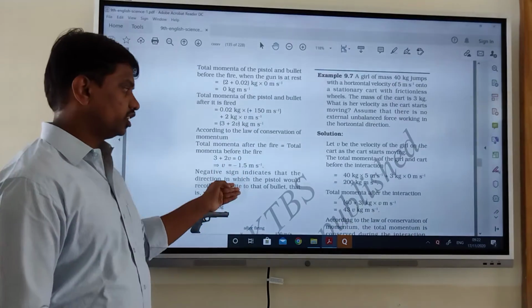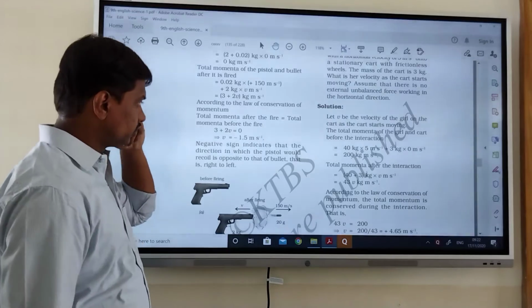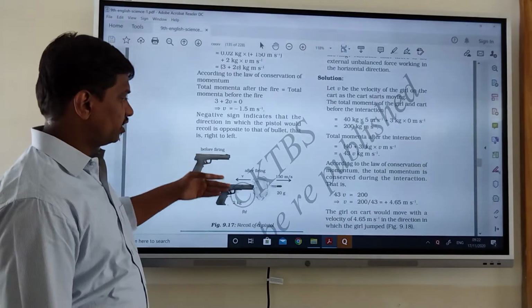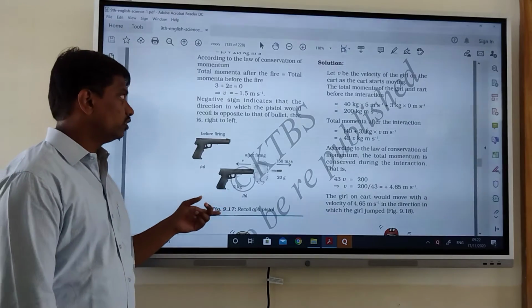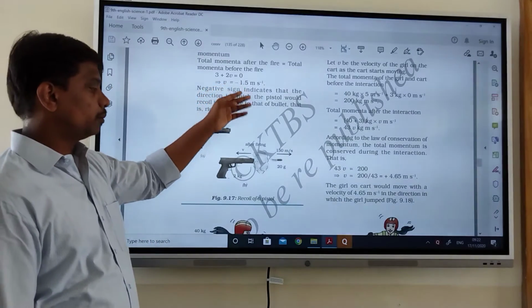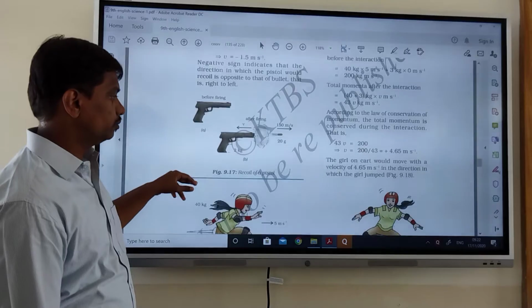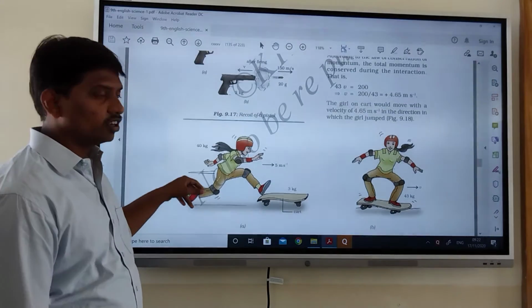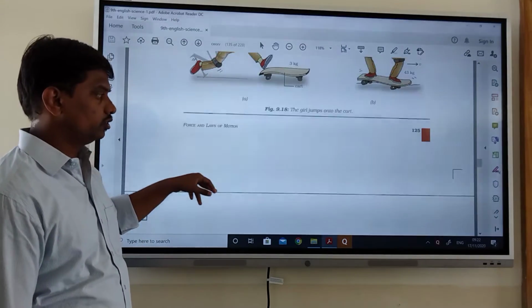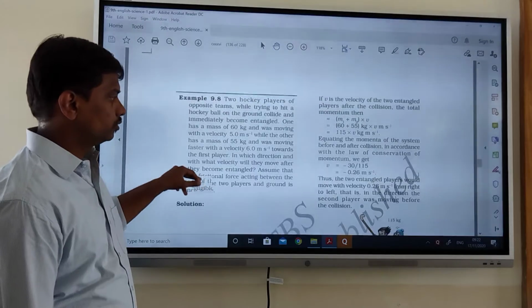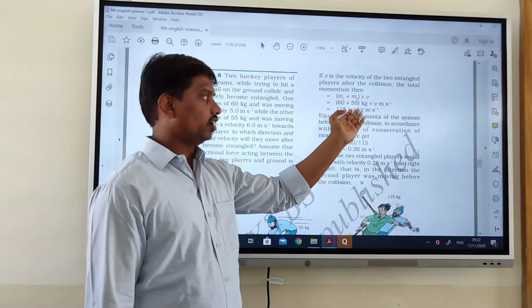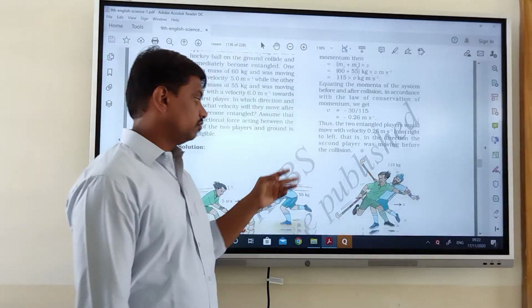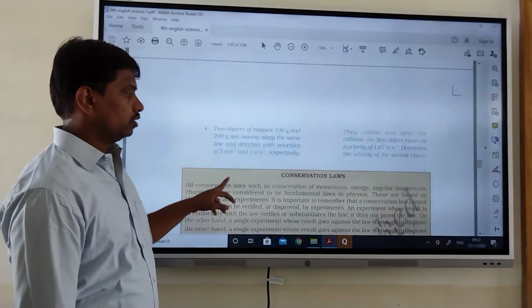So go through the textbook. They have given some examples with this, before firing and after firing. So they have asked for the recoil velocity of the pistol, that is 1.5 meter per second, the recoil of the pistol. Like that they have given some examples. So go through the textbooks. They are very easy. They have given the formula also. Just put the given values. You will get the answers to the questions.